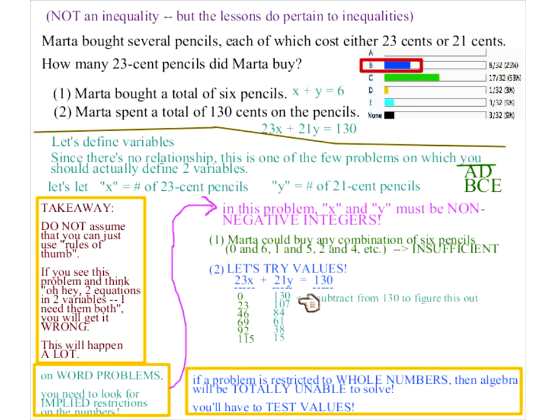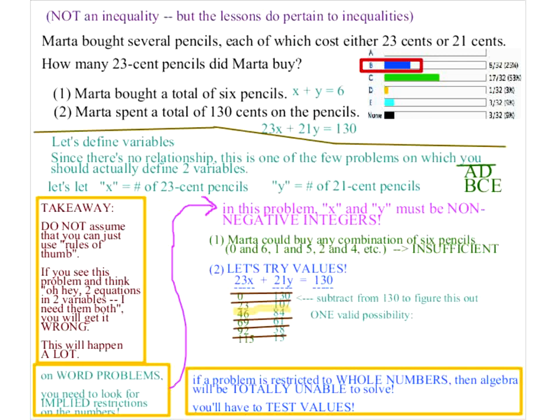Again, 21y has to be some multiple of 21. So if you get things that are not multiples of 21, they're not valid solutions. And again, algebra is not going to tell you that. 130 is not a multiple of 21, neither is 107, neither is 61, neither is 38, neither is 15. So you get one answer that works. It's pretty crazy stuff. But that's the only valid possibility. One valid possibility.